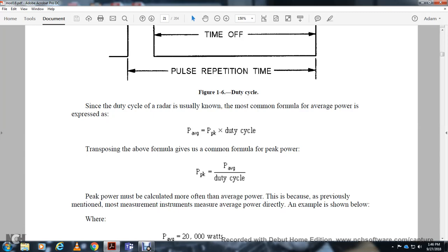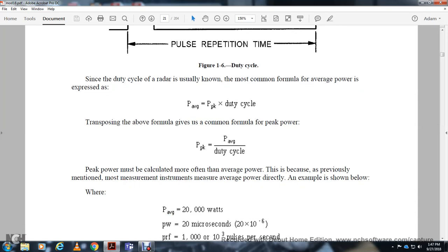The peak power must be calculated more often than the average power. This is because, as previously mentioned, most measurement instruments measure average power directly. An example is shown below.